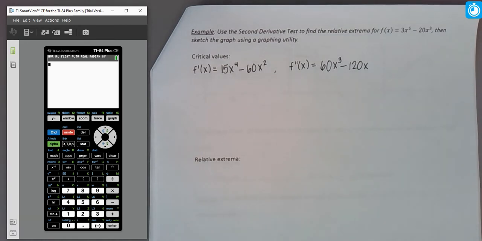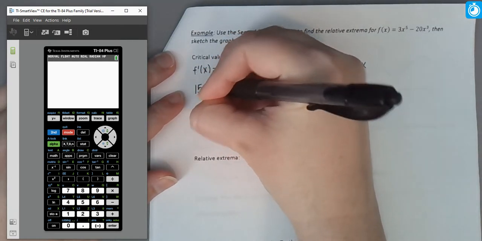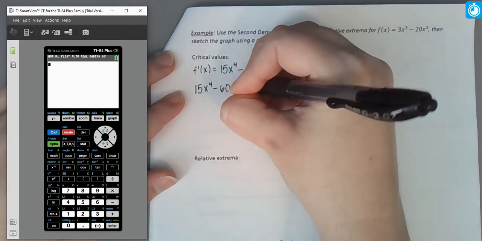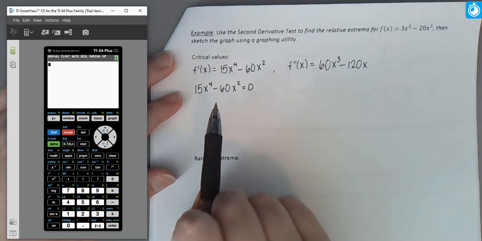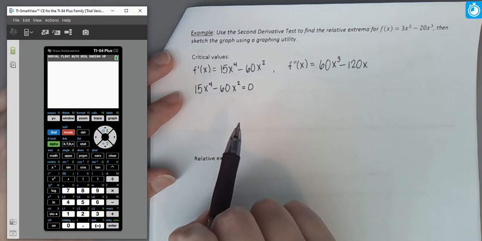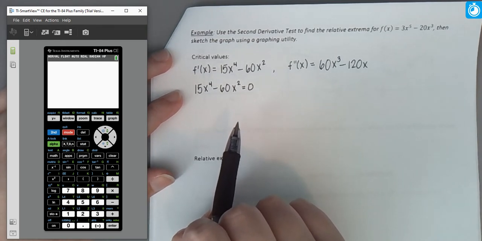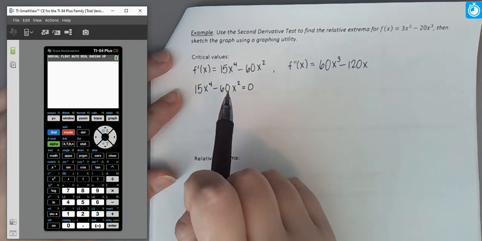Now the critical values occur wherever our first derivative is 0. So let's set that equal to 0. 15x to the 4th minus 60x squared is equal to 0. Okay, now what can we not do? We cannot move this term over and divide out x squared, not allowed. You can never divide out and eliminate instances of the variable because you'll lose solutions to your equation. So this has to be factored.